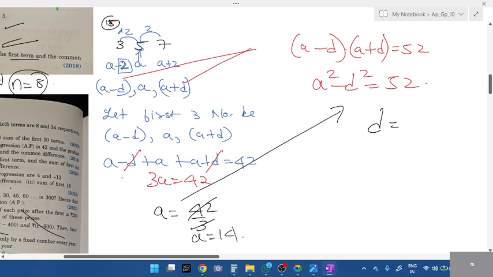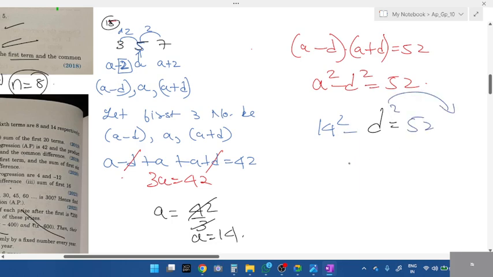A is equal to 14. When you substitute here, oh yeah, first term, correct. First term we have taken a different value. Okay, A is 14, then how do you solve this, students? 14 square minus D square is equal to 52. Shift D square to the other side. How much is 14 square? 196 minus 52 is equal to D square. How much is D, students? Square root of 144, 12. You got it right? Okay, I misunderstood. A is 14, D is 12.